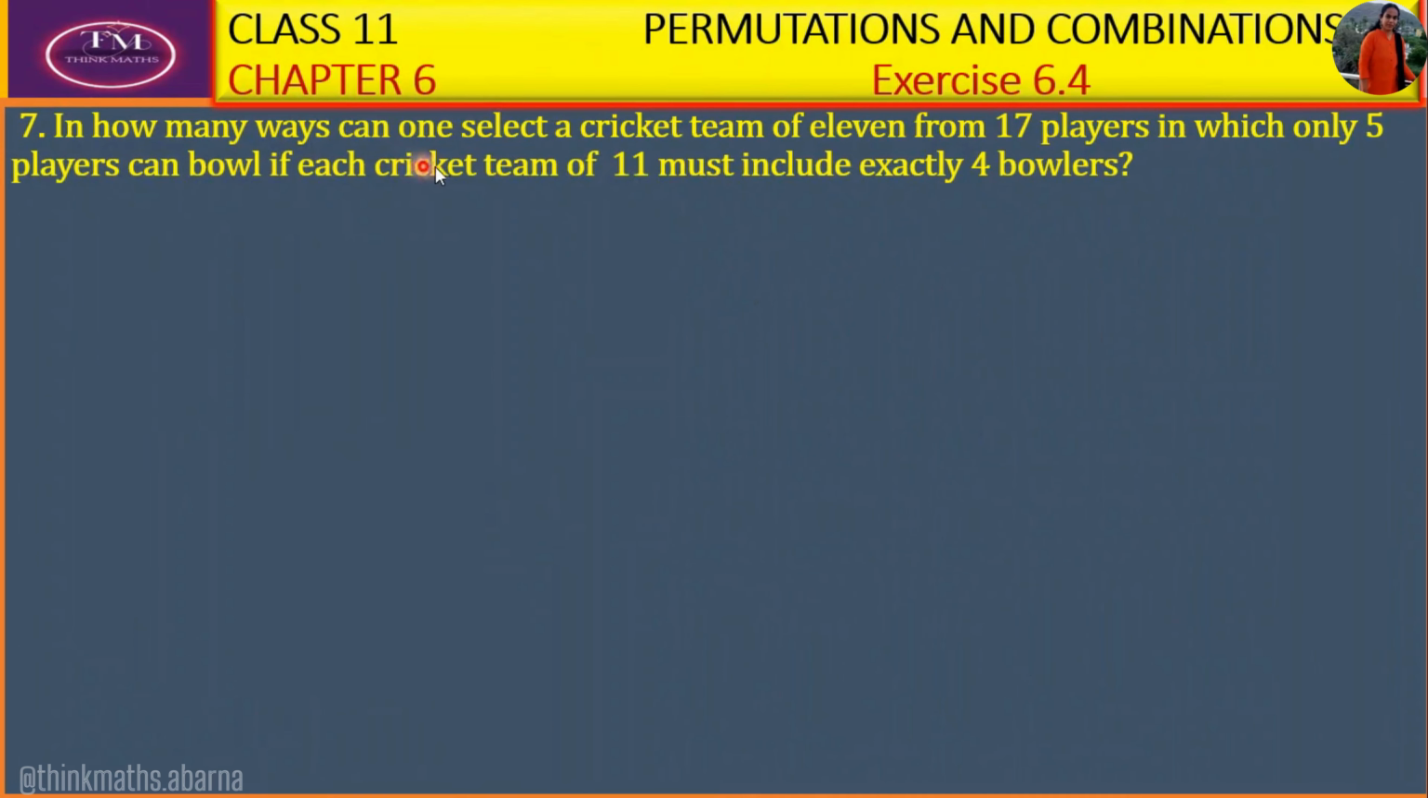In how many ways can one select a cricket team of 11 from 17 players in which only 5 players can bowl, if each cricket team of 11 must include exactly 4 bowlers? Okay. So totally we have 17 players. In these 17 players, 5 players are bowlers. Remaining are batsmen, wicket keeper. So we have to choose a cricket team of 11. So we have to choose 11 persons.